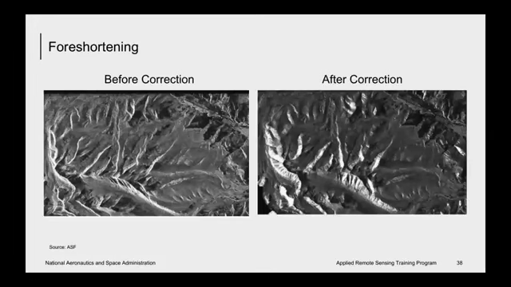This next figure shows the correction of foreshortening. It's an image over an area of complex topography where there's foreshortening. Notice the bright slopes on the middle bottom of the image. They appear compressed compared to how they look after the image is corrected. Correction of the image is done utilizing a digital elevation model.